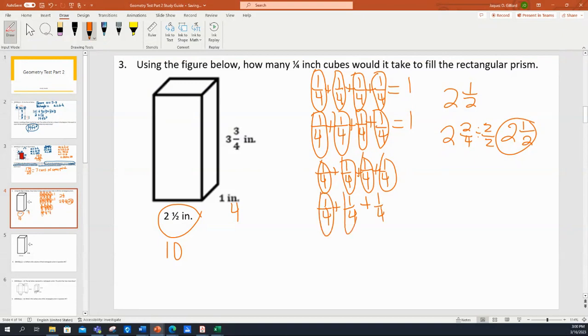So 1/4 here, 1/4 here, and 1/4 here. And therefore, now I can go back and count them all up again. So that's 4, 8, 12, 13, 14, 15. So it's 15 1/4 inches and 3 3/4. So they want to know how many 1/4 inch cubes would it take to fill this rectangular prism? Well, I'm just going to take these numbers, 10, and multiply it by 15, and multiply it by 4.